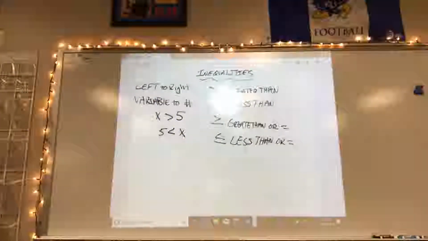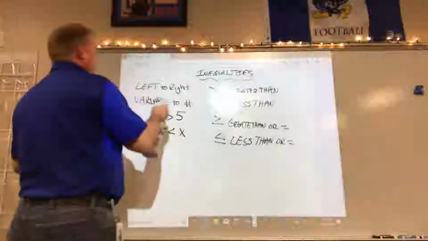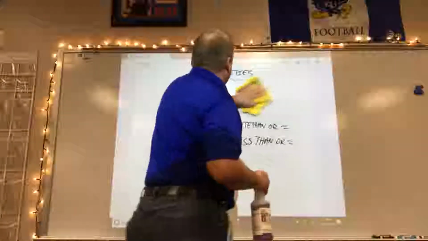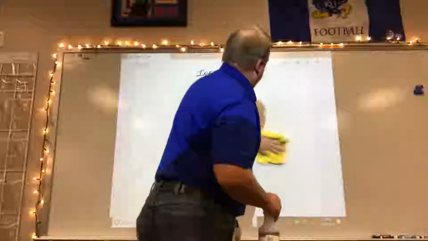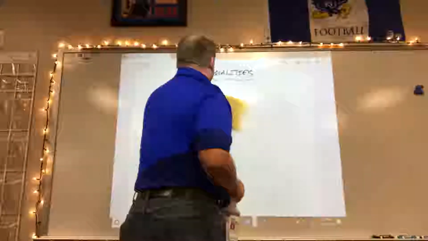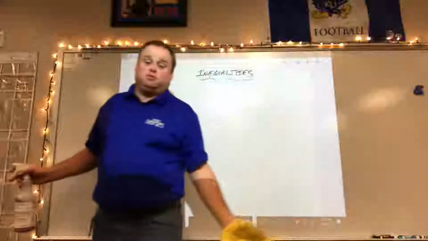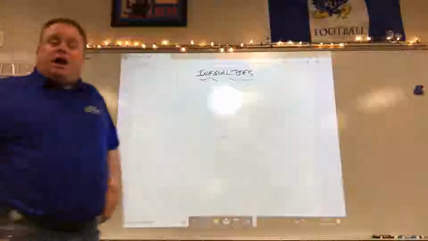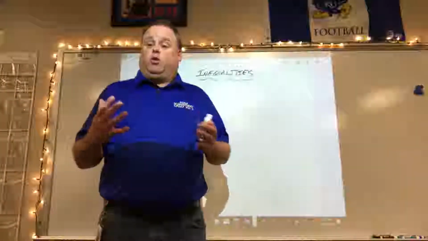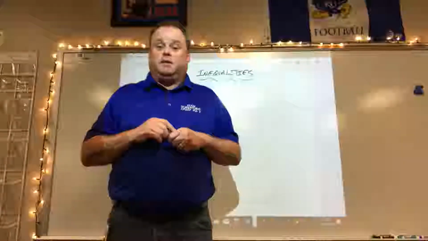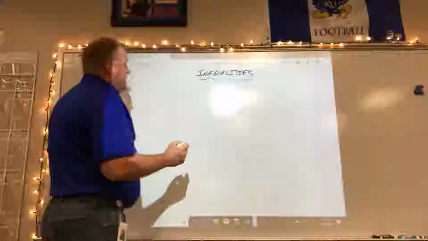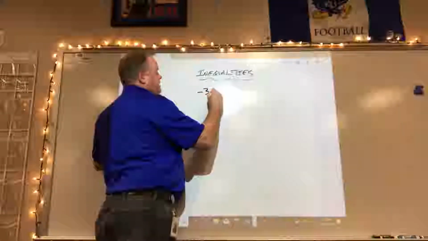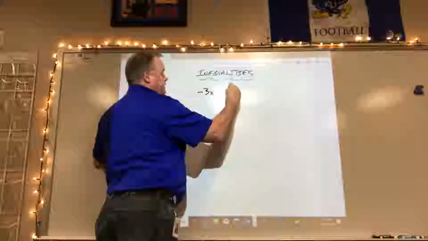The other part, and let me erase this so I can get some room. The other part of this is there's a big rule that I know you haven't gotten since I've taught blue class already. I know we don't know about flipping the inequality sign, so I'm going to go over it real quick, okay? And that is, if I have negative 3x is greater than 15.